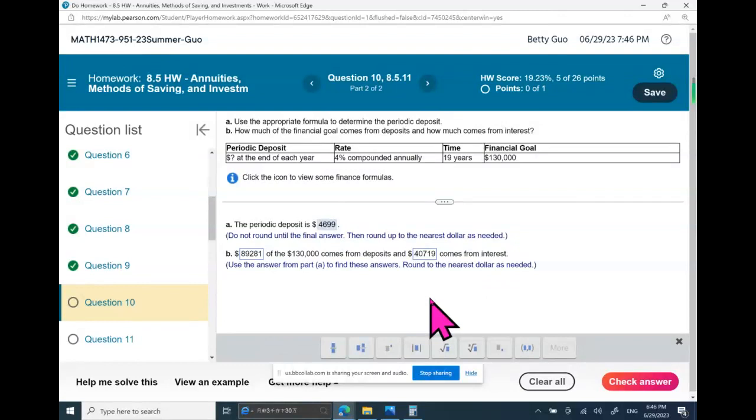If we try to divide 40719 by 130, correct? Oh, that is over 30%. Yeah, over 30% of the financial goal comes from the interest. You contribute shy of 70%.